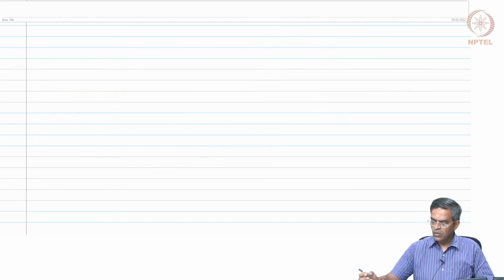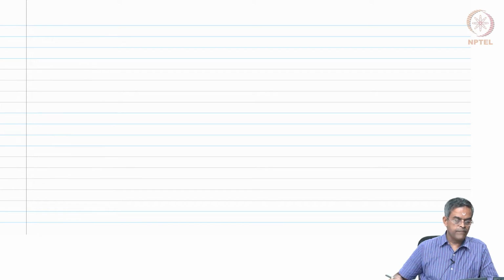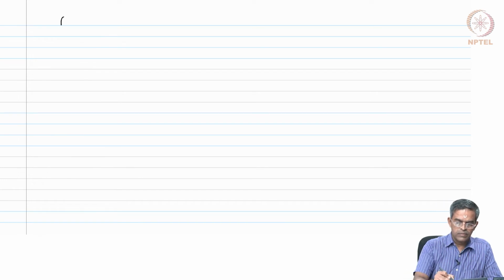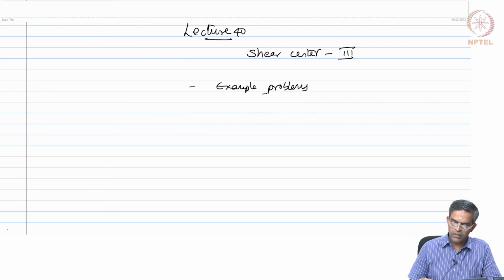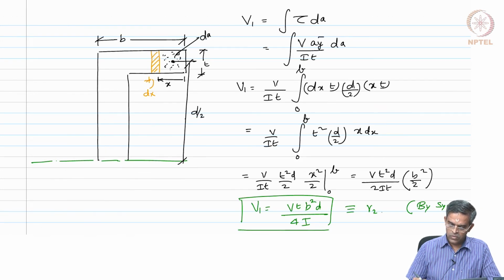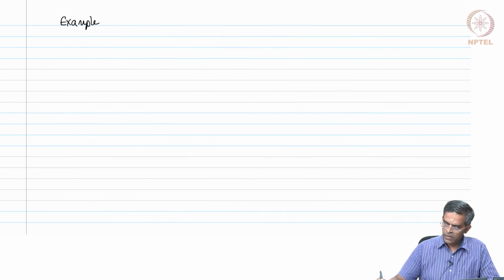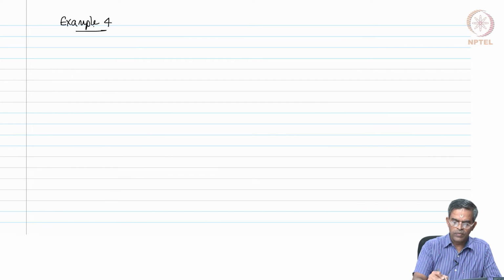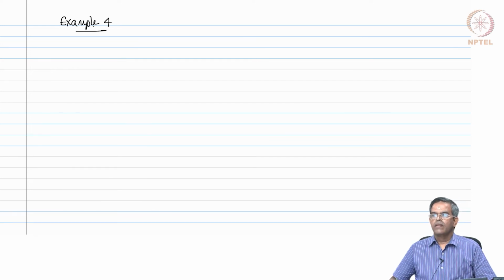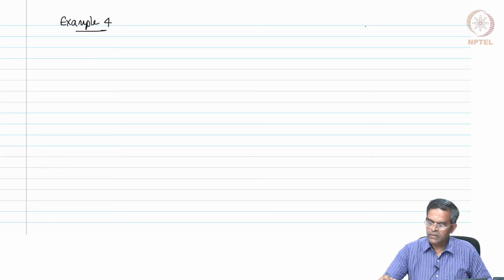Let us do one more problem. This is example 2, 3, we will do example 4. So, the cross section is drawn like this.